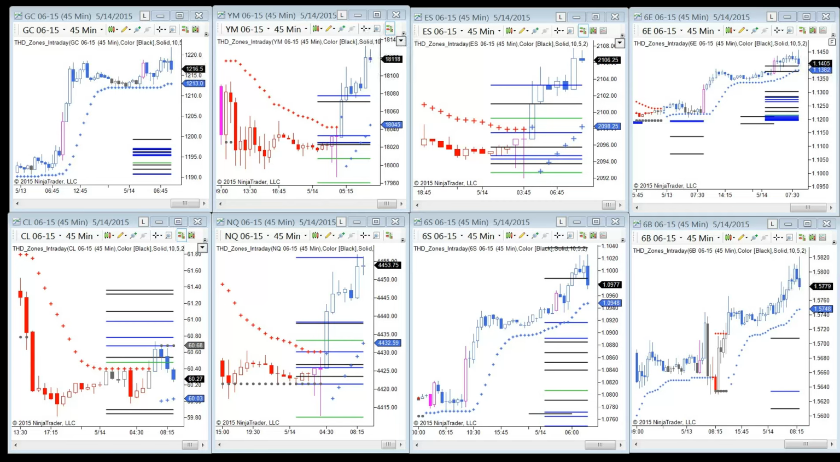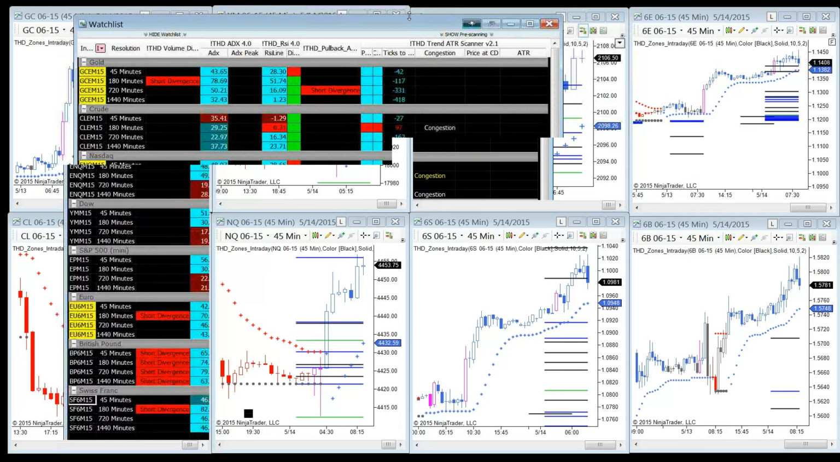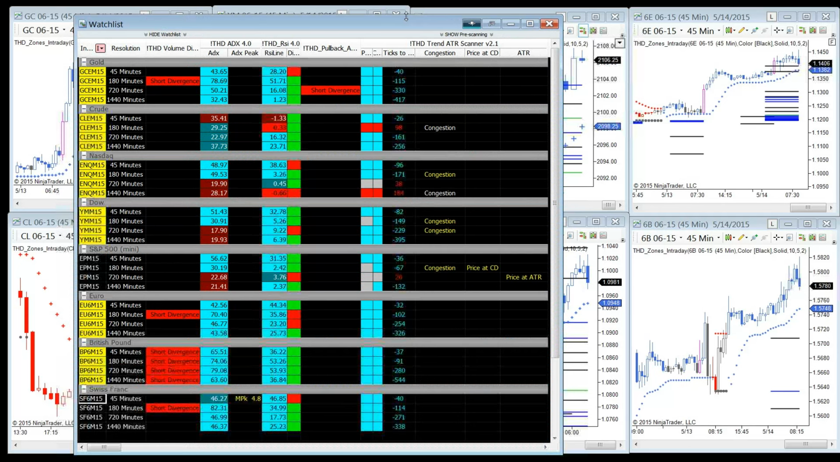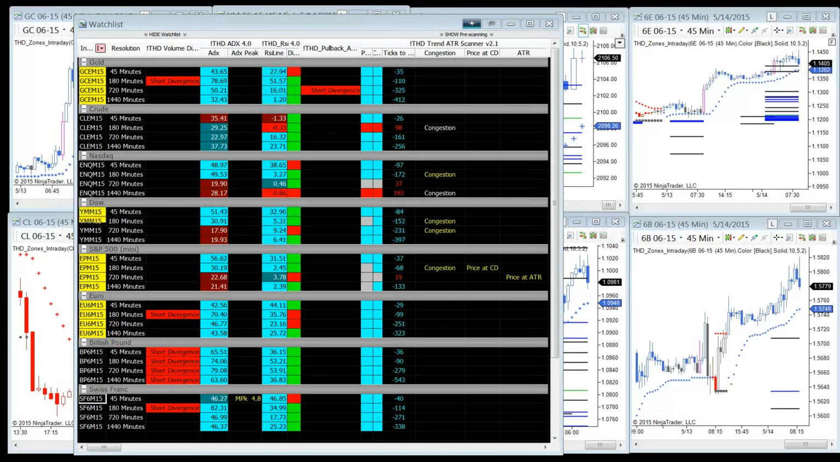All right, now I'm going to go and show you the scanner, because the scanner today I think is very substantial. Number one, you've got short divergence with an ADX of 80 and an RSI of 51 on the 180-minute chart. That is substantial, because that tells me that actually gold should go down today, because we'll get a magenta peak here, and then it will retrace back to the ATR, which right now is 116 ticks. Okay.